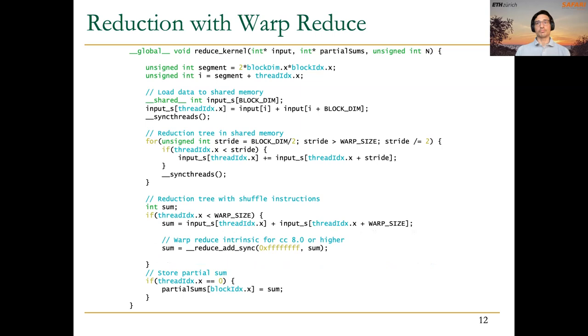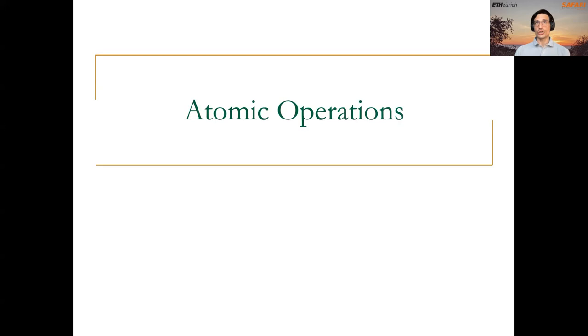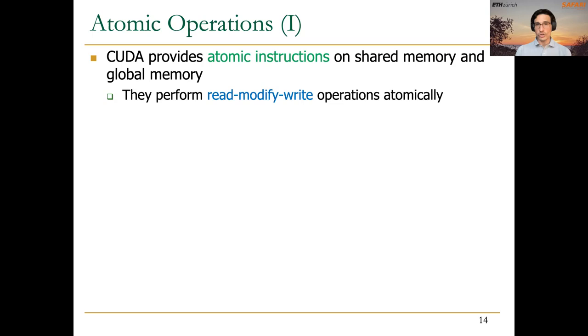Remember as well that we introduced in a previous lecture the atomic operations. Let me very briefly remind you what they are and how we can use them, because we need to use them for histogram generation or histogram calculation, which is the parallel primitive that we are covering in this lecture. Remember that CUDA provides atomic instructions on shared memory and global memory, and they perform a read, modify, write operation atomically. Here you can see an example.